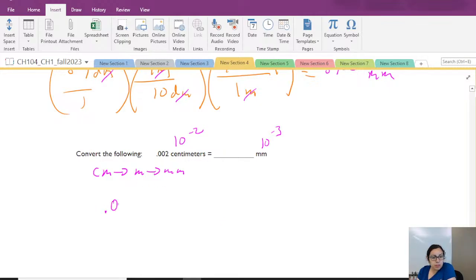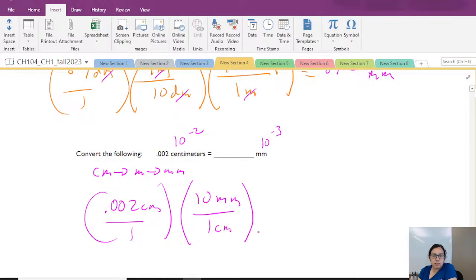Let's see, so we have 0.002 centimeters. And so my only criticism is you put it over 1 centimeter, but you just want to do it over 1. Otherwise, the units cancel and give you, yeah. I don't write it in that format. And then, but we have, so 10 millimeters is in 1 centimeter. So 0.02 centimeters.